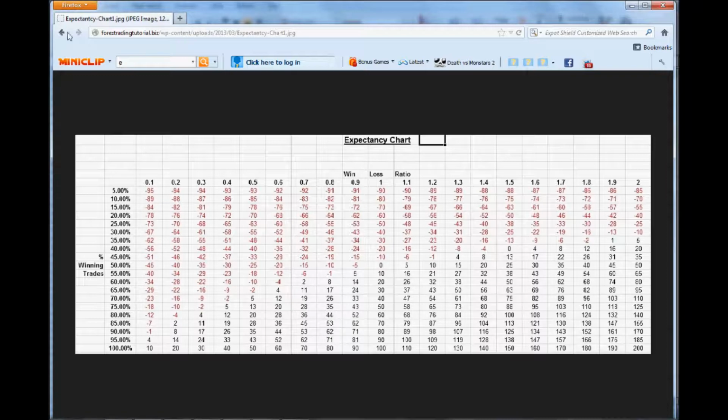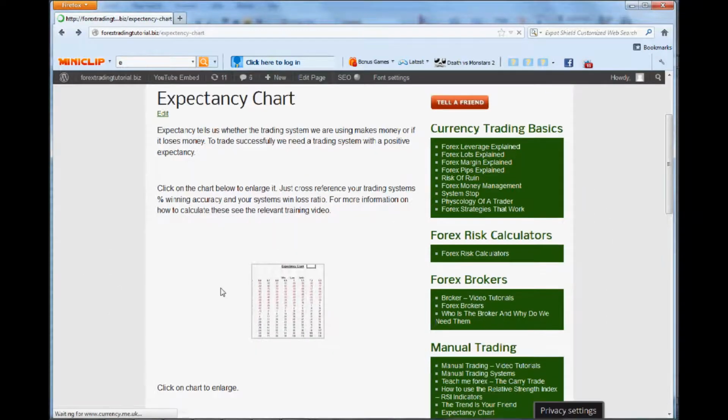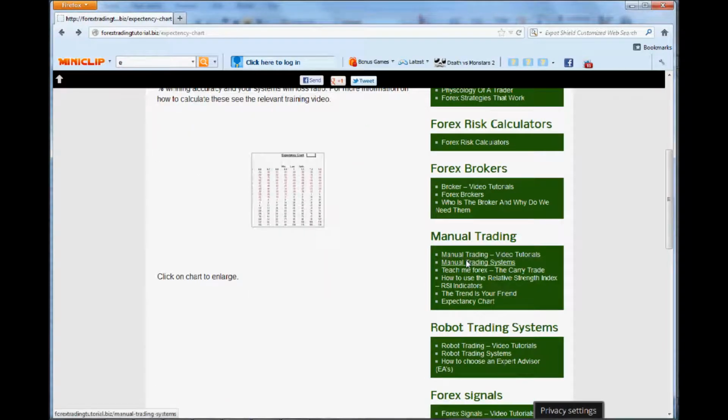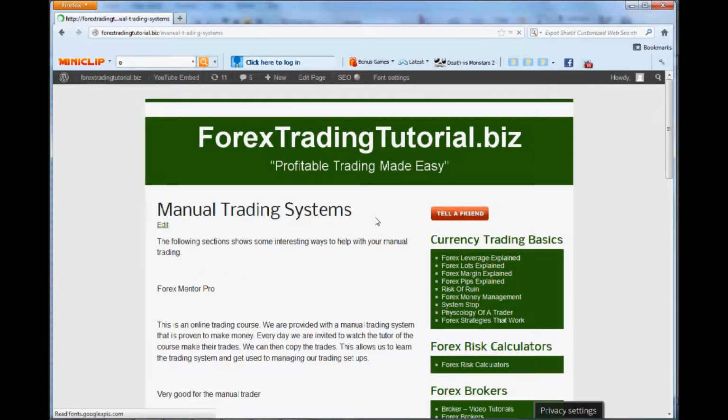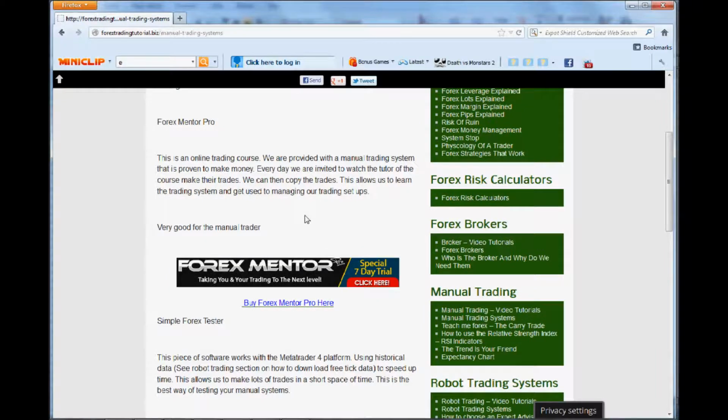And just to get back to the website, all you need to do is just go back, and that will bring you to the manual trading expectancy chart page. I just want to show you the manual trading systems that we have in. What we have here is two trading systems to show you. One is Forex Mentor Pro. Now, if you haven't already chosen a trading system to use, and you're looking for a trading system that has a positive expectancy, then Forex Mentor Pro will be good for you.